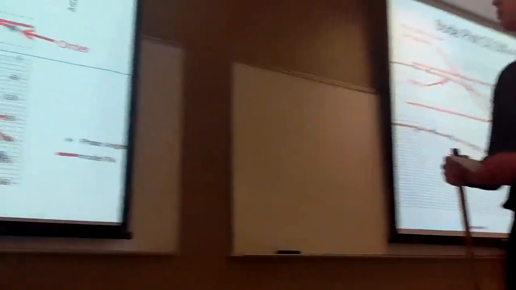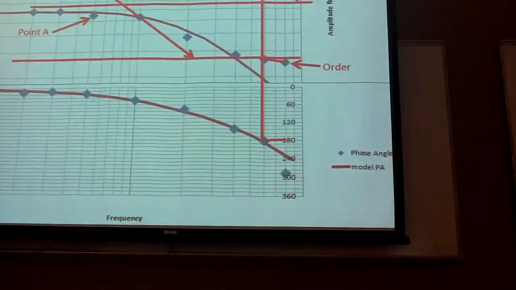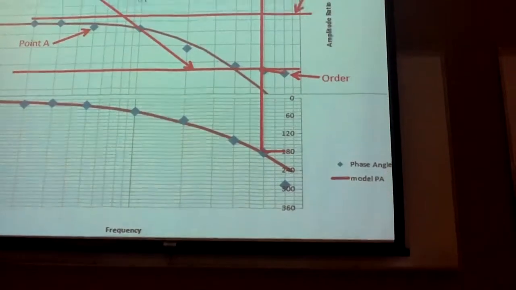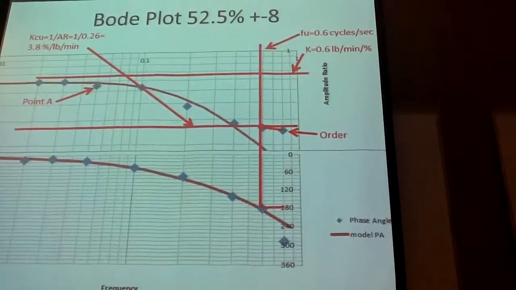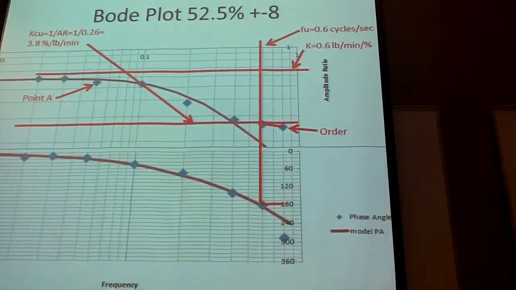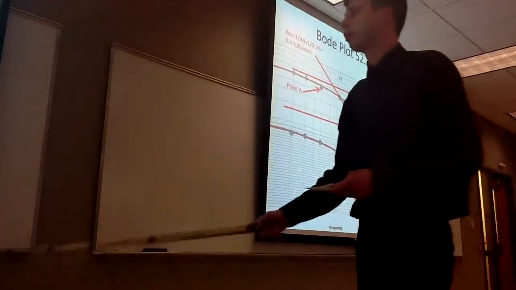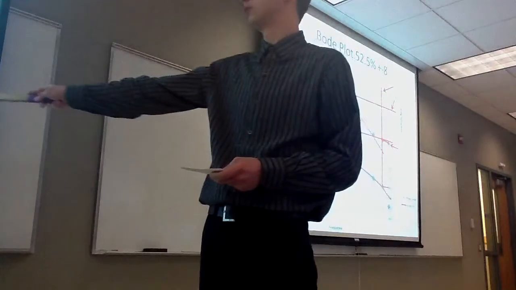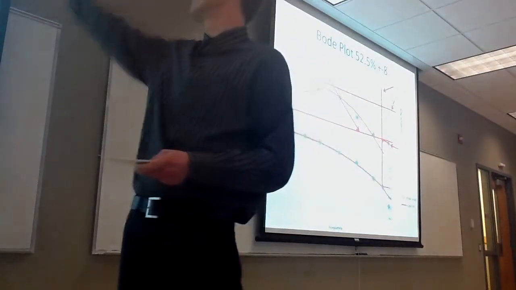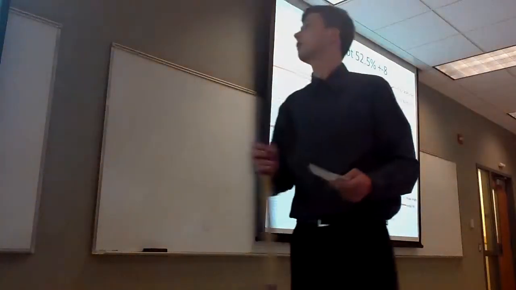These are our Bode plots for our lower range. The gain was 0.6 pounds per minute per percent. The ultimate frequency was 0.6 cycles per second. Our KCU was 3.8% per pound per minute. And the ultimate frequency was found when the phase angle is at 180 degrees. It's 0.6 cycles per second.